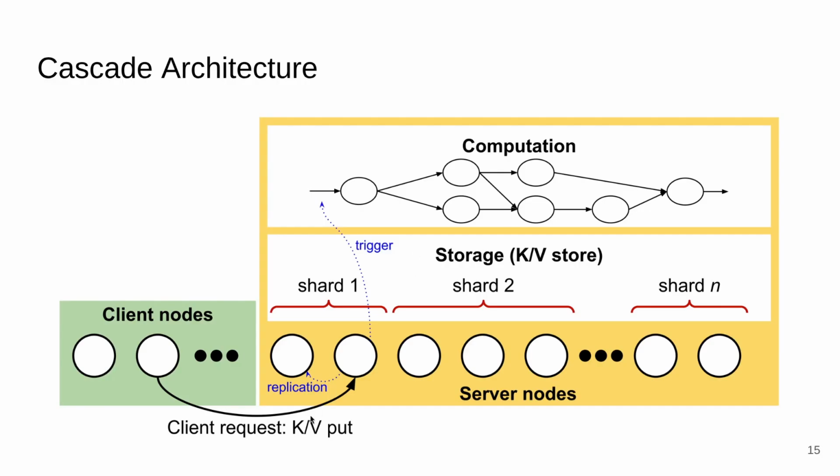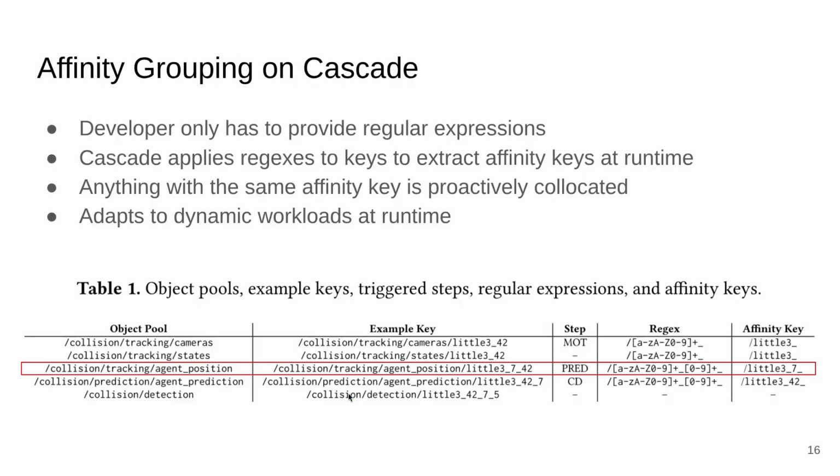The computations are triggered in the same way as stored procedures in a conventional database. So when a key with a certain prefix is put into the key value store, then an operation is triggered, and the place where it is triggered also depends on the hash of the key. We take advantage of that mechanism to implement our affinity grouping.